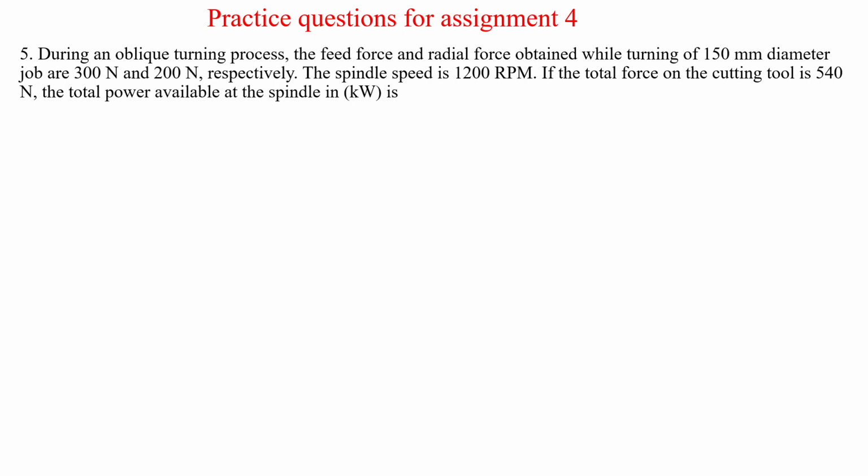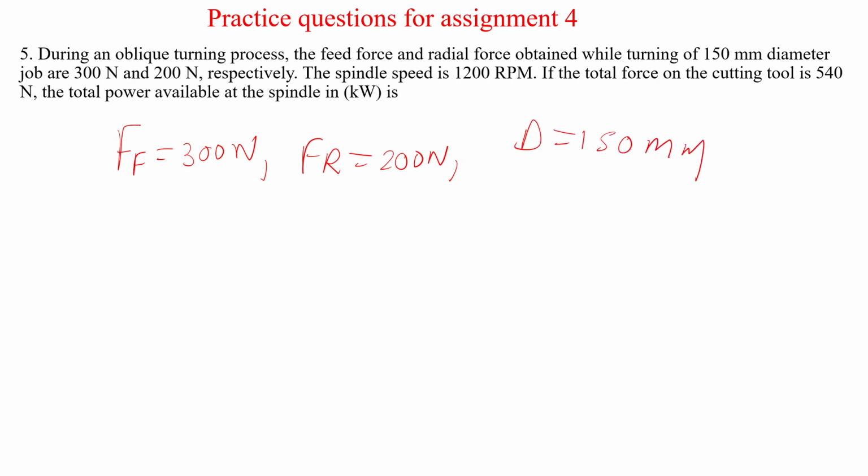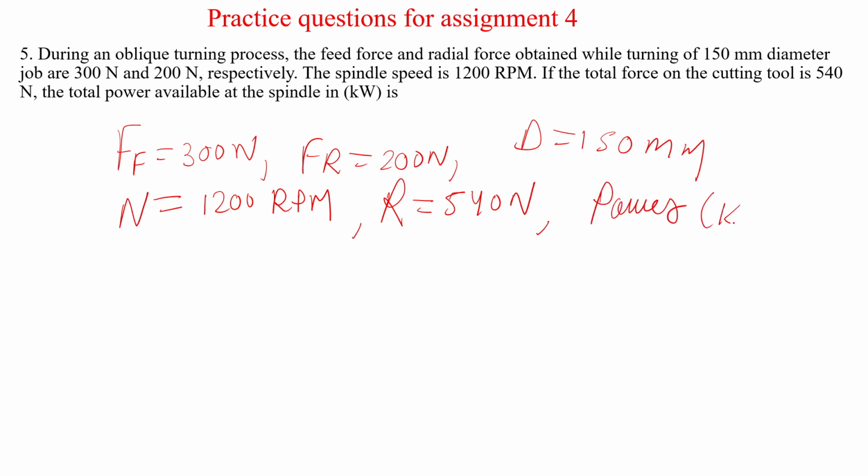See, now it is given in an oblique cutting, the feed force and radial force are this much. So how much is the feed force? FF is 300 Newton, and the radial force FR is 200 Newton. The diameter is given around 150 mm. The spindle speed, which is N, is 1200 RPM. RPM is revolution per minute. And total force on the cutting, total means resultant force, which is R, is 540 Newton. You need to find the power developed, the power in kilowatt.